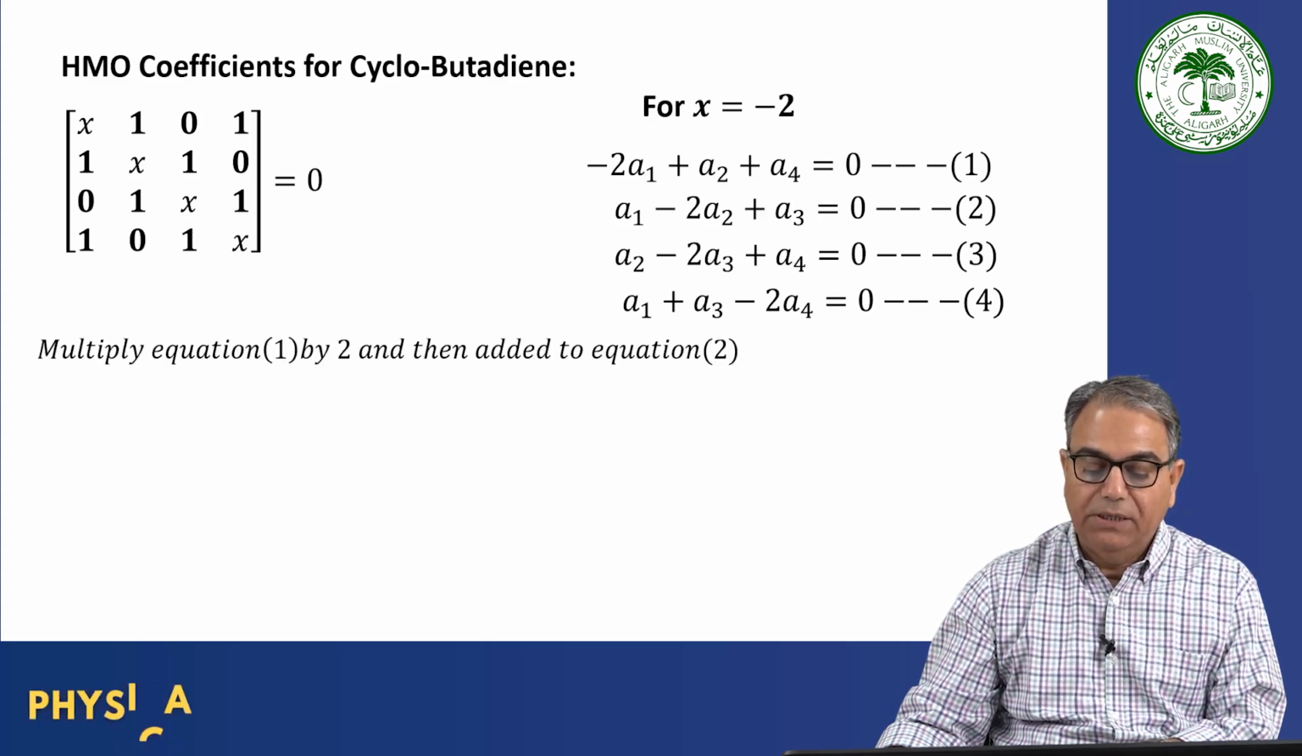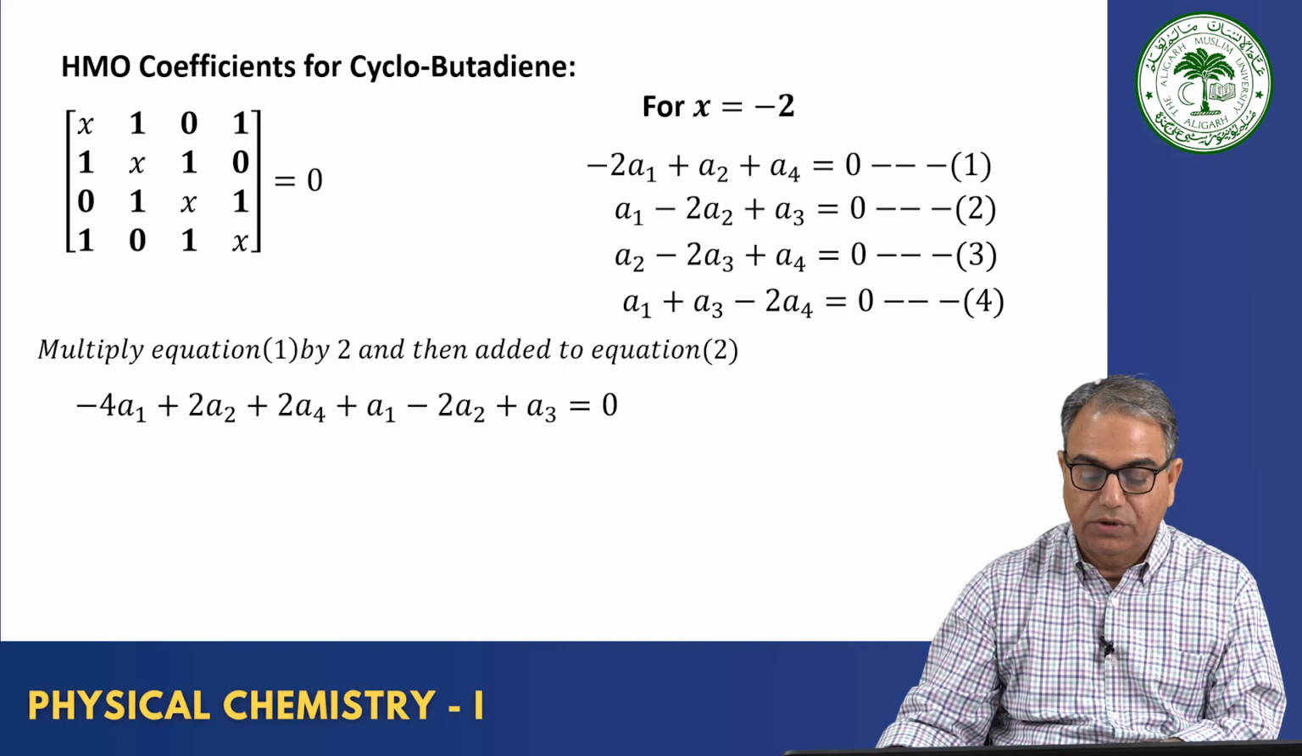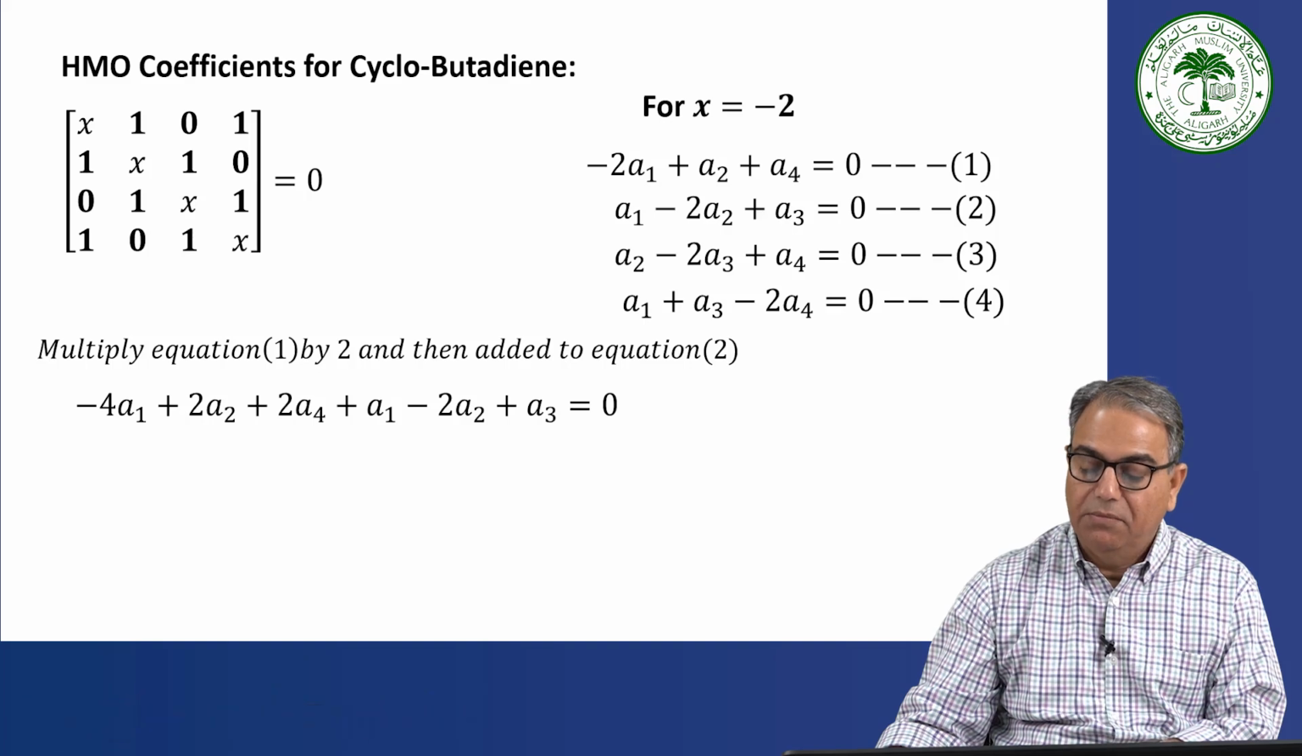Now what we do is multiply equation 1 by 2 and then add it to equation 2. If you multiply equation 1 by 2, then it will be minus 4A1 plus 2A2 plus 2A4. And then if you add the second equation, that is A1 minus 2A2 plus A3 is equal to 0.